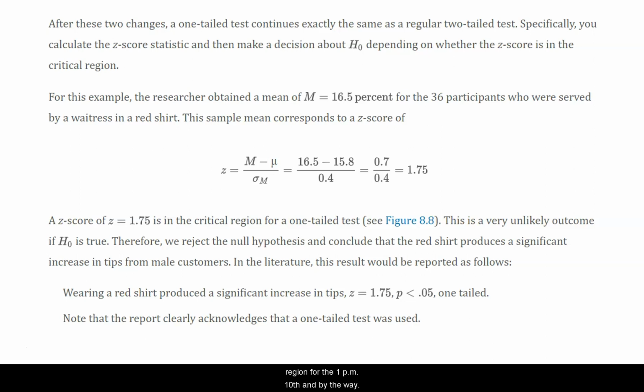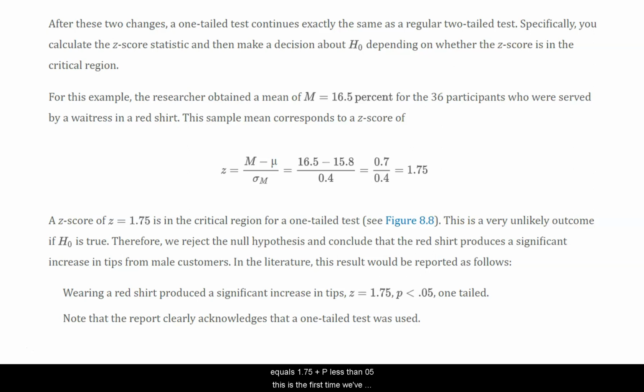And by the way, let me read the rest. This is a very unlikely outcome if the null hypothesis is true. Therefore, we reject the null hypothesis and conclude that the red shirt produces a significant increase in tips from male customers. And here's how we would write it in a research article. Wearing a red shirt produced a significant increase in tips, Z equals 1.75, and P less than 0.05.